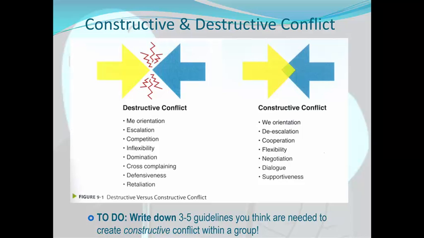So I'd like you to pause and take a minute, especially as you're working in groups, and I expect you have a lot of work and school experience. As you think about destructive conflict and constructive conflict, what are 3 to 5 guidelines you think should be standard, universal? If I want to create constructive conflict within a group, here's a guideline I should stand by. So take a minute, pause, and write down the example for yourself.